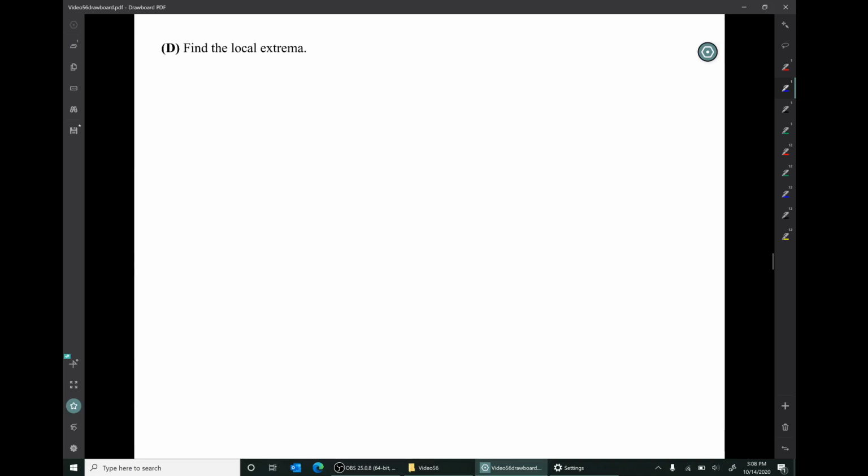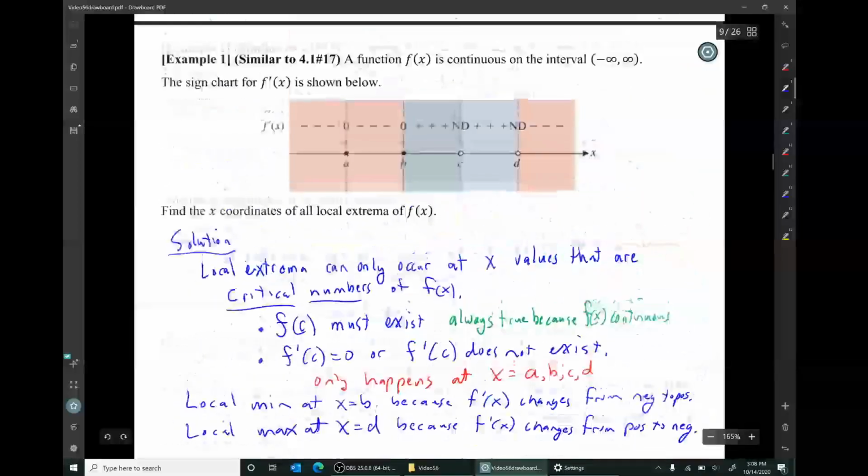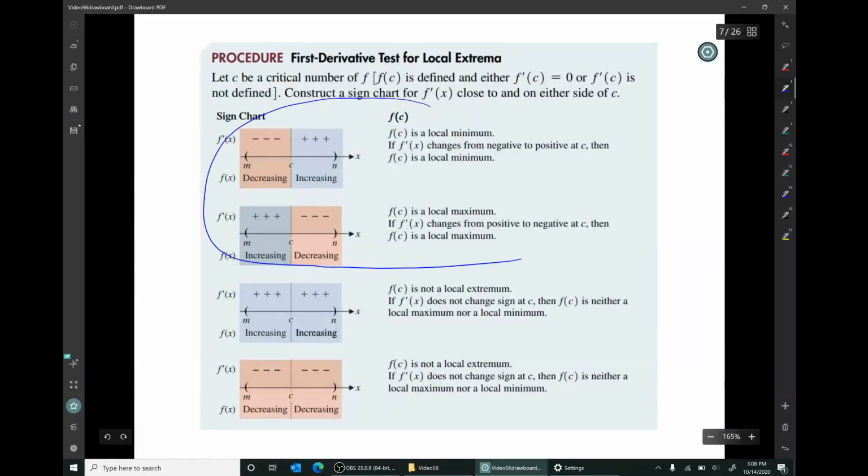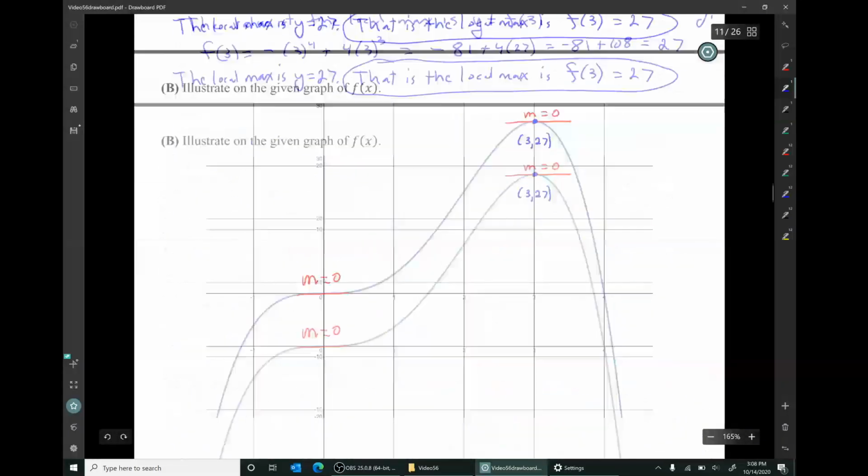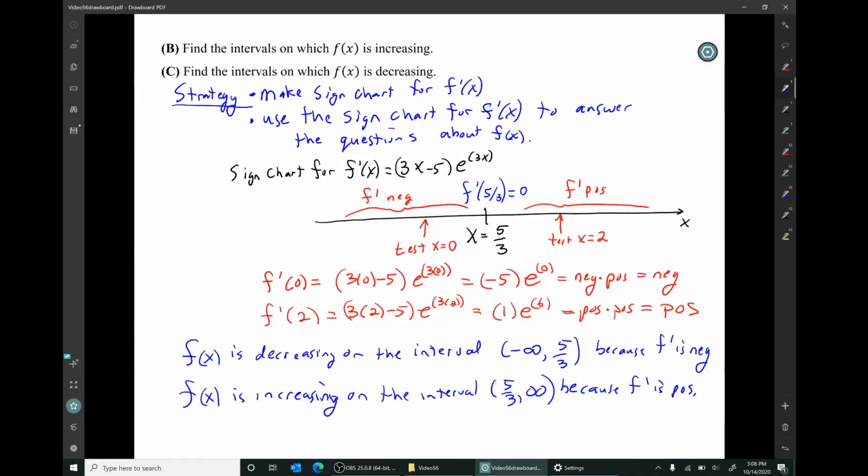Question D, find the local extrema. Well, let's go back up and remember the first derivative test. Local extrema can only occur at critical numbers where the first derivative changes sign. Well, look, we only have one critical number. It's this one, x equals 5/3, and at that critical number, f prime changes sign from negative to positive. So we see that there is a local min at x equals 5/3, and it's because f prime changes from negative to 0 to positive there.